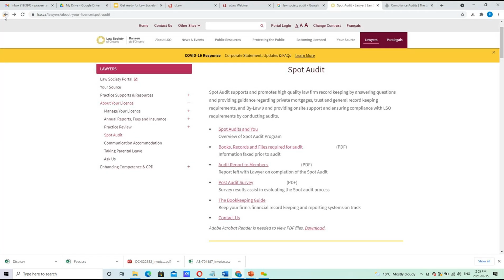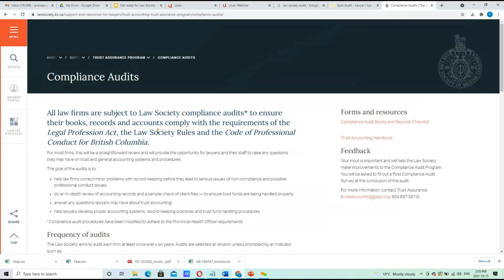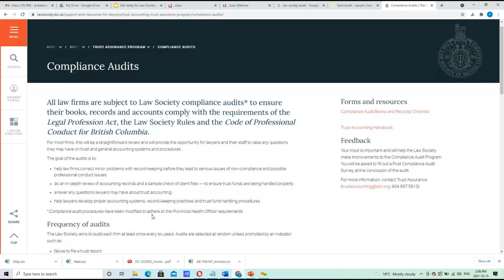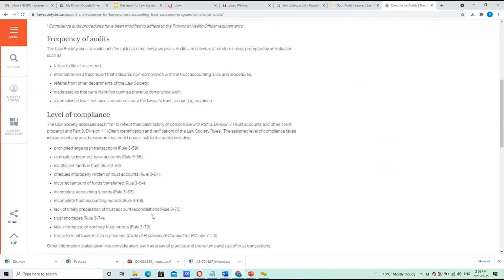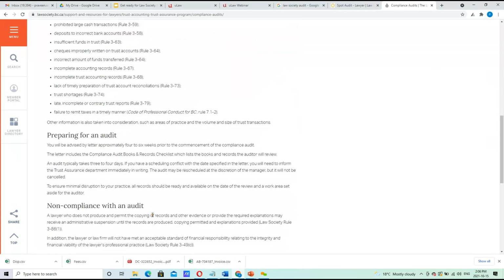You can just search, if you're in Ontario, LSO spot audit. I have found a website for British Columbia as well that talks about the compliance audits, and pretty much all provinces across Canada, the law societies across Canada have an understanding or definite documentation on what the spot audit is, the expectation out of these compliance audits, right? What you should expect would happen during the day of the audit.